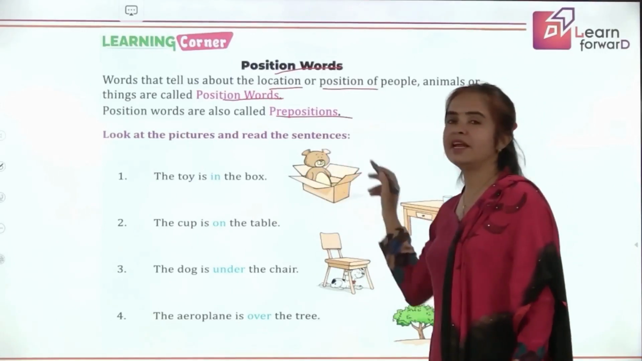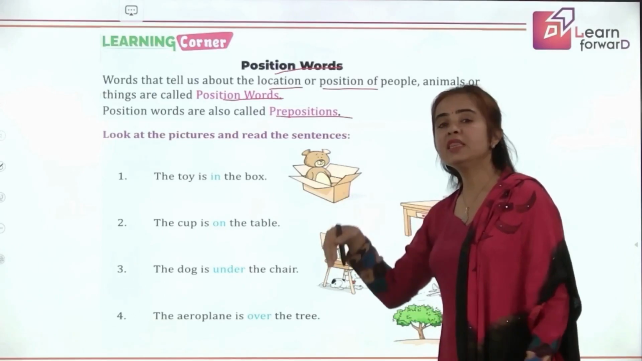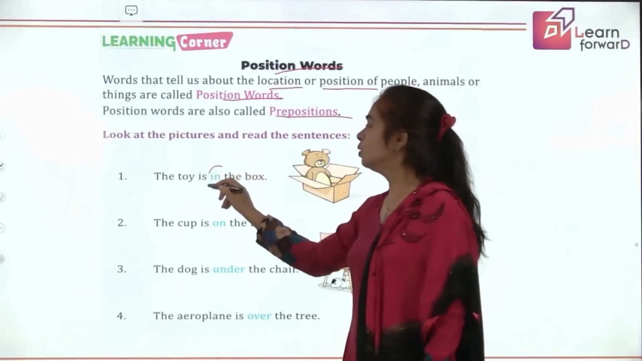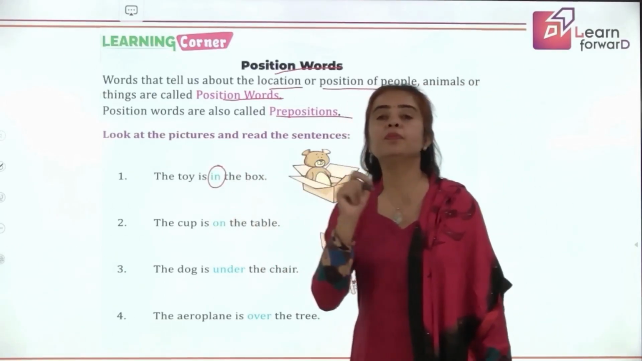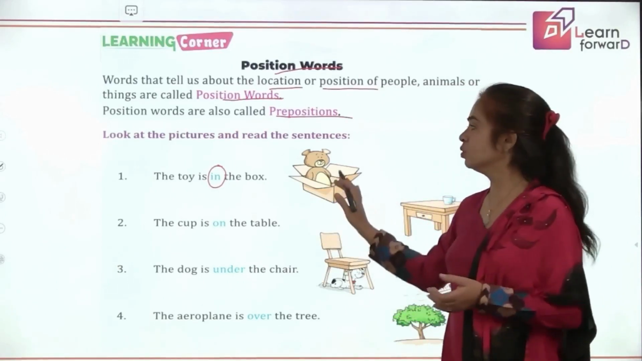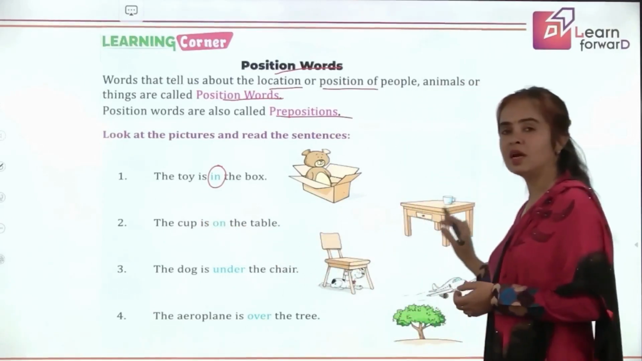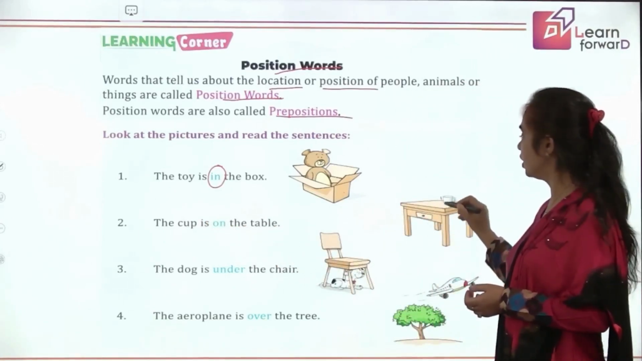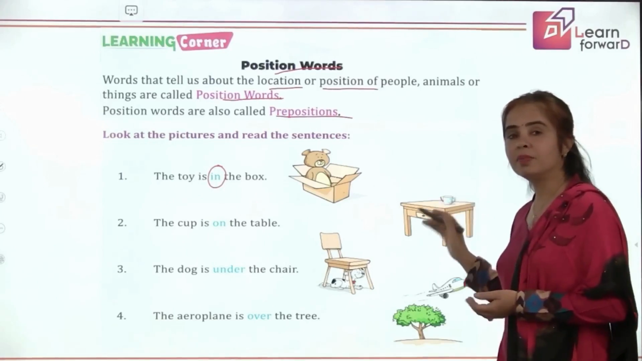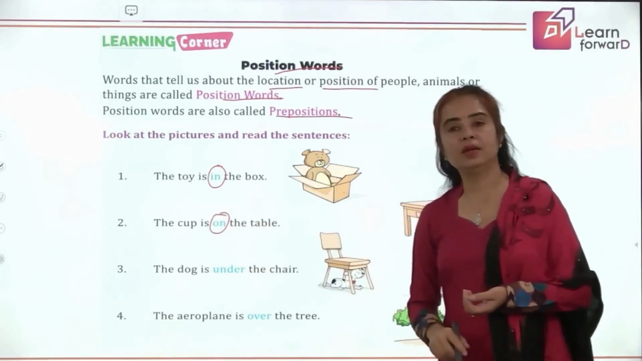Look at this teddy toy. Where is the toy? The toy is in the box. So this word in is showing the position of the toy in relation to the box. So this is a preposition. Where is the cup? See the relation between the cup and the table. The cup is on the table. So on is again the preposition.